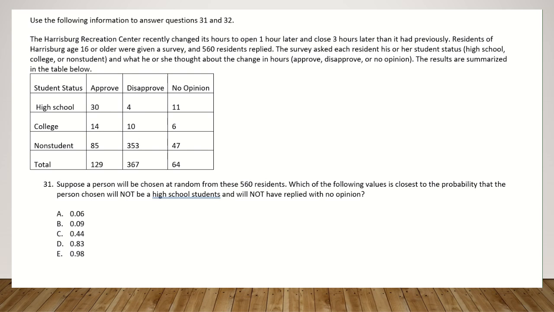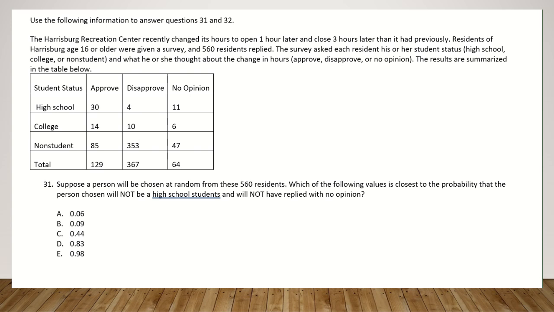Okay, now we have another one where we have information, and we're using it to answer multiple problems. The Harrisburg Recreation Center recently changed its hours to open 1 hour later and close 3 hours later than it had previously. Residents of Harrisburg age 16 or older were given a survey, and 560 residents replied. The survey asked each resident his or her student status, high school, college, or non-student, and what he or she thought about the change in hours, approve, disapprove, or no opinion. The results are summarized in the table below.